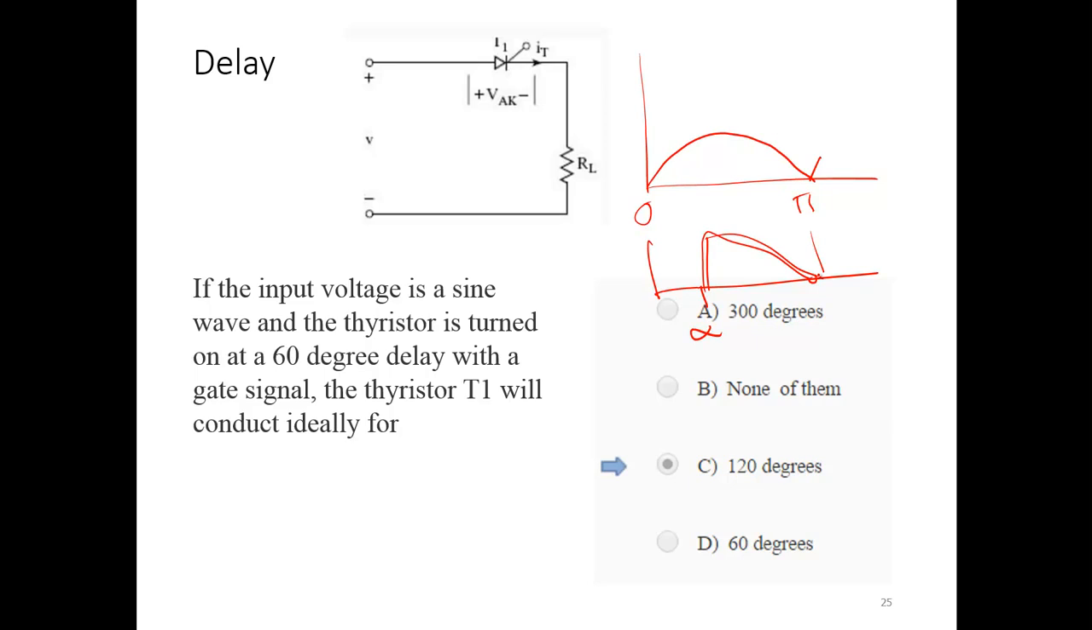Now, if the input voltage is a sine wave and you trigger with a delay angle of 60 degrees, the thyristor will conduct ideally for 120 degrees. If the delay becomes 90 degrees, it will conduct only for 90 degrees. And if the delay alpha is 0, it will conduct 180 degrees, like a diode. So with the input a sine wave and the thyristor turned on at 60 degree delay with the gate signal, thyristor T1 will conduct ideally for 120 degrees.